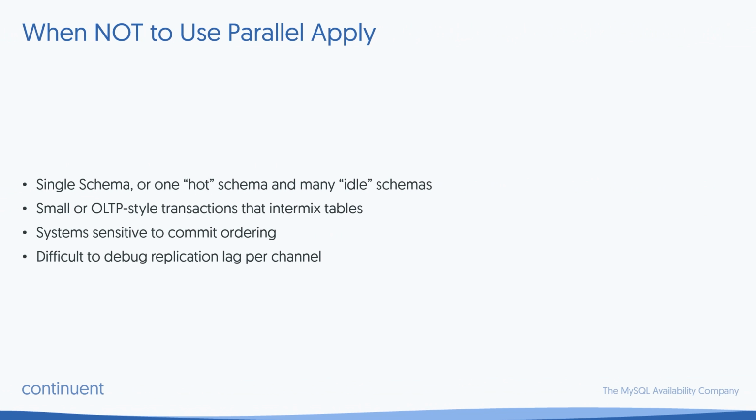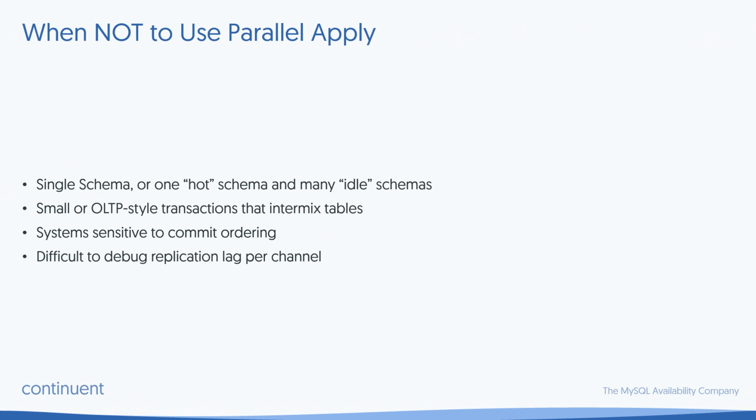So let's summarize when parallel apply may not be the most appropriate choice. Firstly, if you have only one single schema for your application, or you may have many schemas, but only one is the hot or active schema, whilst the others may only have 2 to 3 updates per day, parallel apply won't really give you any benefit in those situations.